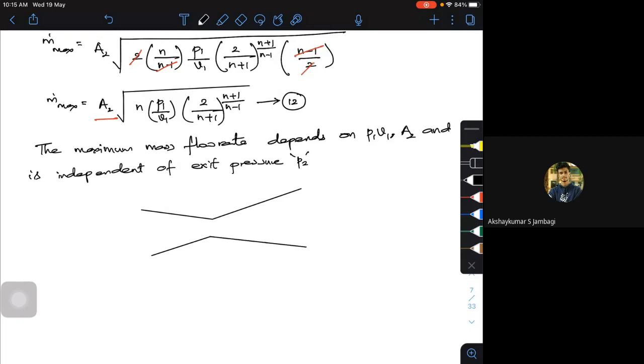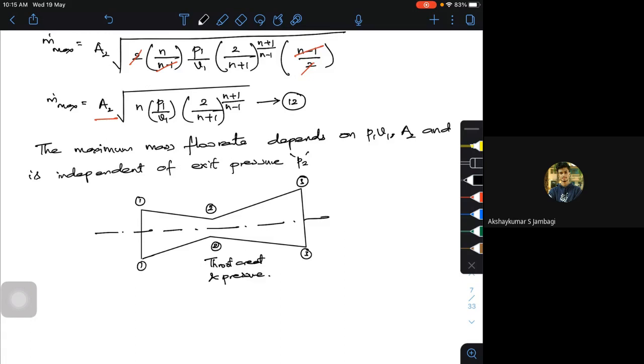This is your section 1-1, this is your section 2-2, and this is your section 3-3. Your fluid is entering from here. A2 will become the throat area and throat pressure. That's what is happening. If I have a converging nozzle, that becomes the exit area and exit pressure.